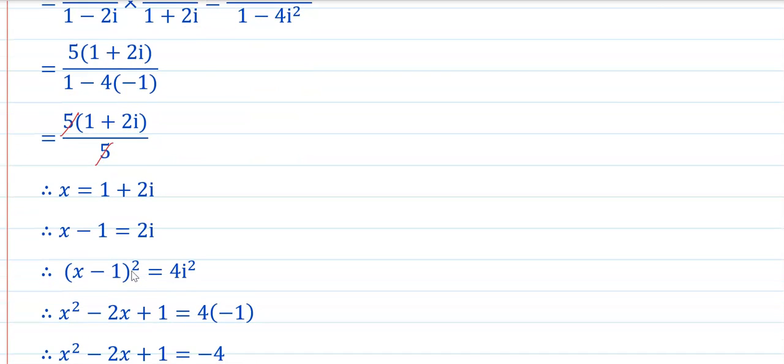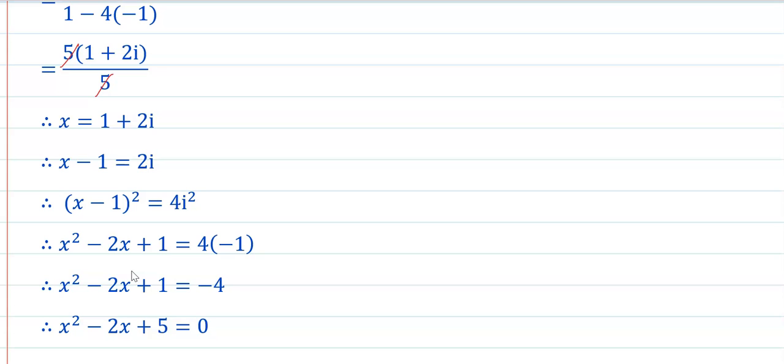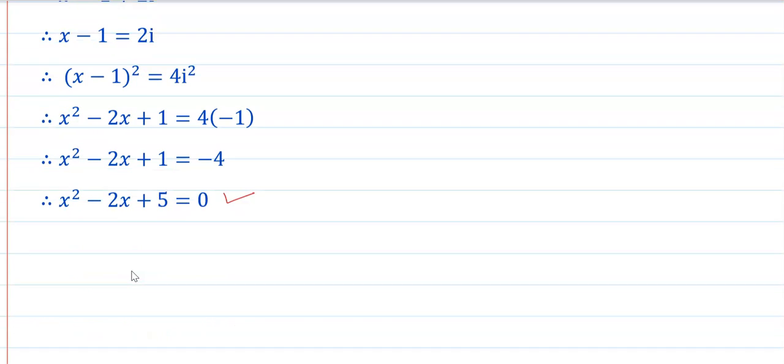x minus 1 is equal to 2i. Squaring on both sides. (x minus 1) bracket square is equal to 4i square. What is the square of 2i? It is 4i square. I square is minus 1. 4 into minus 1 you will get minus 4. (x minus 1) bracket square means what? x square minus 2x plus 1. Again this minus 4, how will it go to the other side? It will become plus. x square minus 2x, 1 plus 4 you will get 5. x square minus 2x plus 5 is equal to 0.